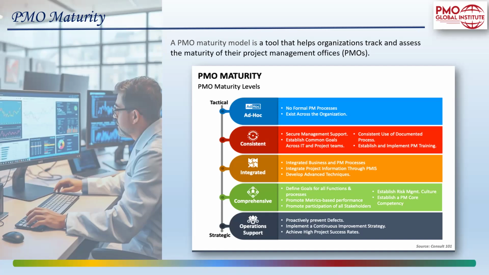Starting from ad hoc, there are five different maturity levels: ad hoc, consistent, integrated, comprehensive, and operations support. Operations support is the highest level of maturity, where they can proactively identify the gap areas, the problems that the project team might face. Based on their experience and the processes defined, they can preempt some of the problems and provide solutions to the project team so that the project is eventually delivered successfully, right?